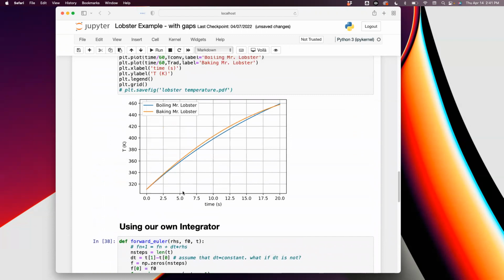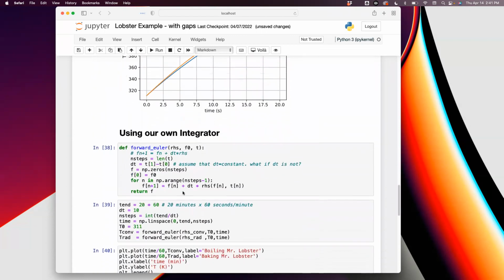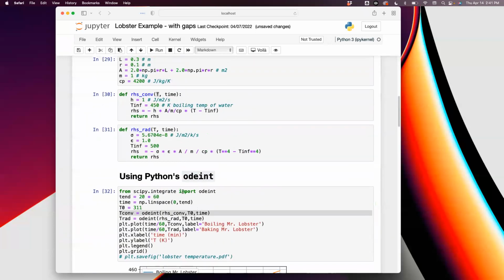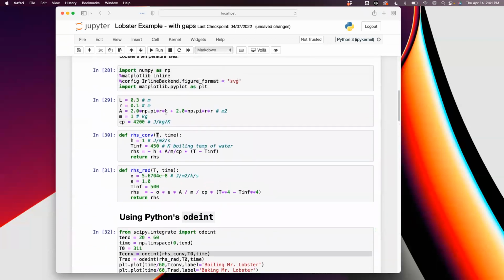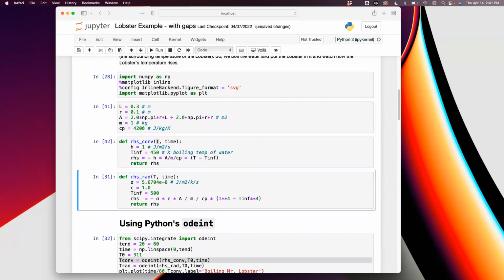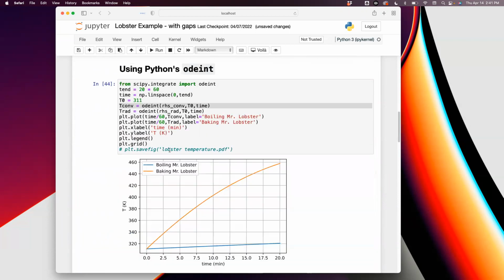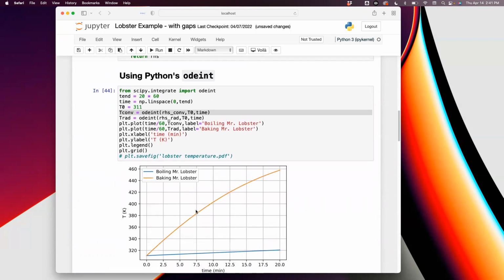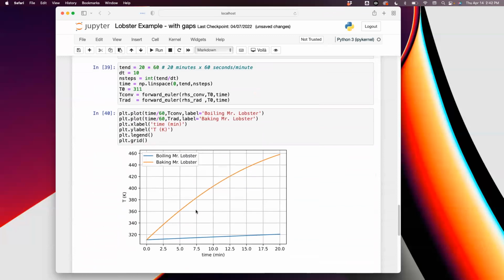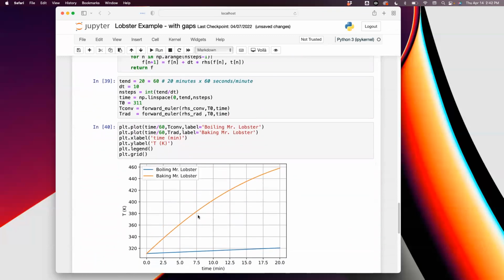So let me make sure we got the parameters right for this RHS over here. Okay. So RHS convection, RHS radiation. Yep, that's what we got from ODEint, right? And that's what we got from our own integrator, okay?